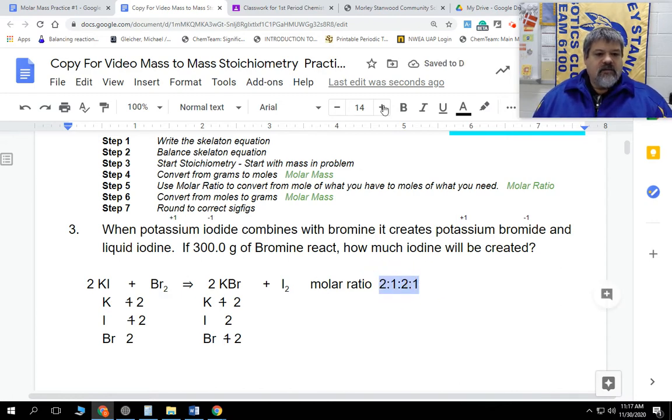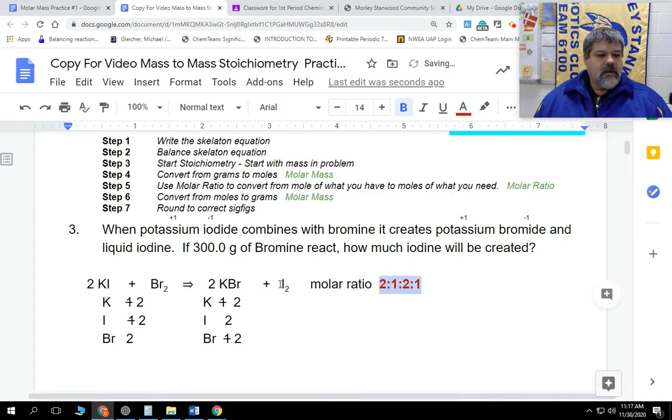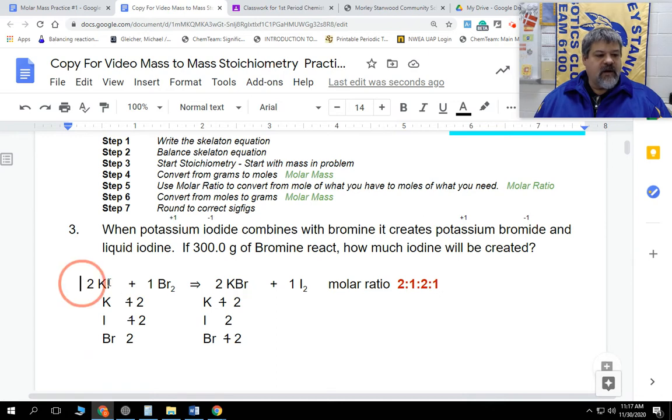Like looking at this, we'll make it bold and make it red. Okay, so I could put a 1 in there. I could put a 1 right here. That would be the same as what it looks like. Can I reduce this? No, I can't. So there's our molar ratio. Now, which is good. So that just means that we have our balanced chemical equation.